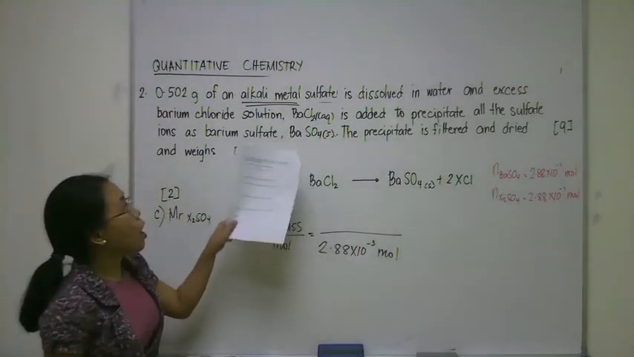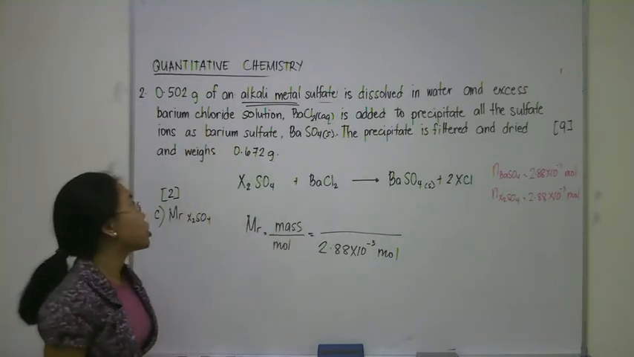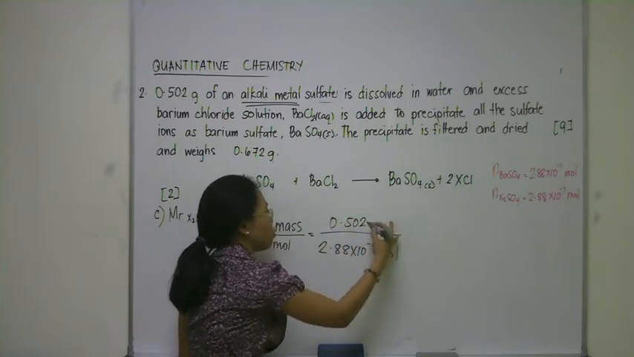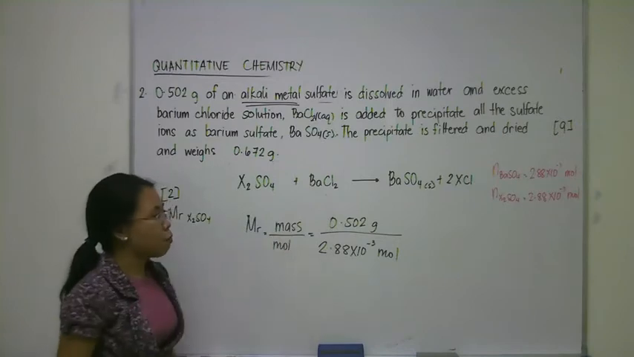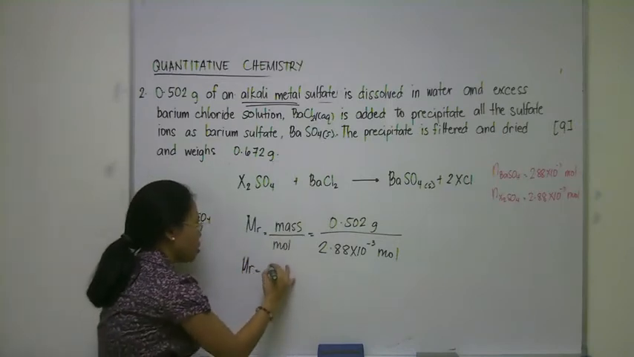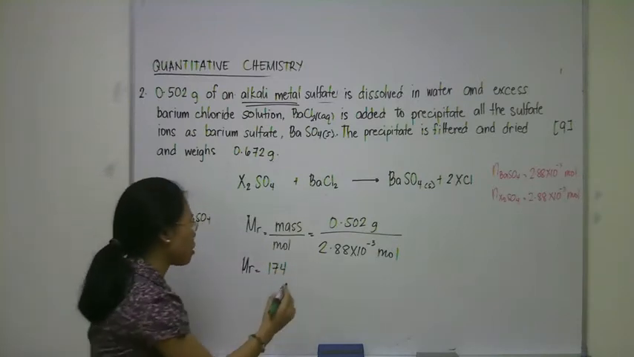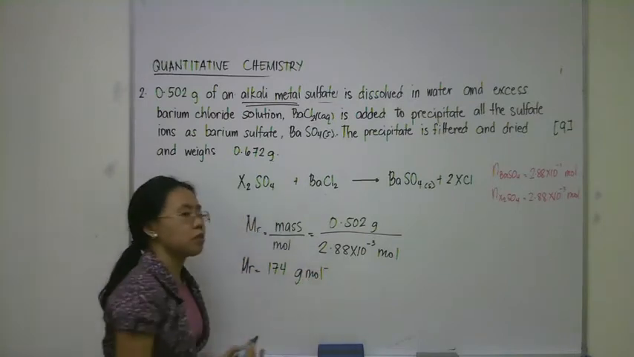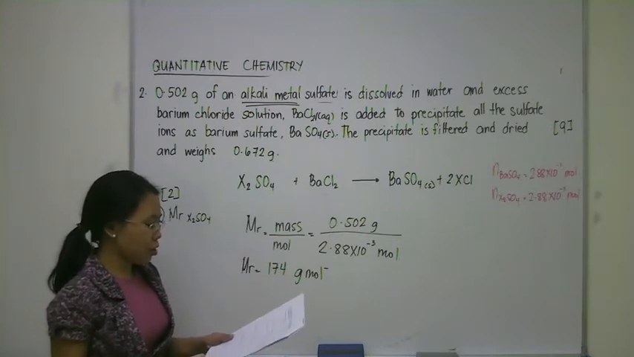And the mass of our alkali metal sulfate is stated in the problem, which is 0.502 grams. By dividing 0.502 grams by the moles, the MR is 174. And you need to state the unit to get the full marks. Now let's proceed to letter D.